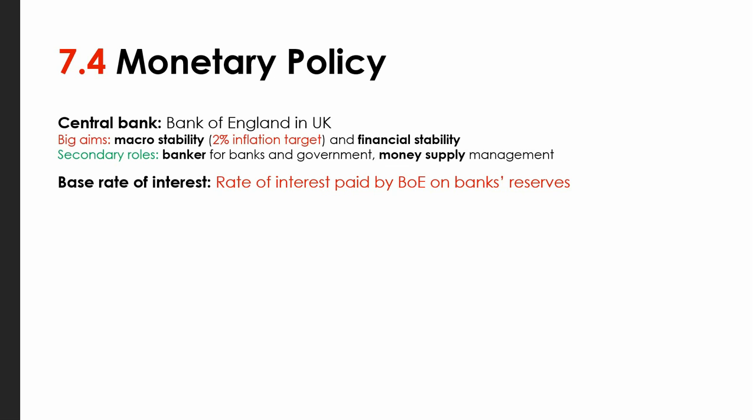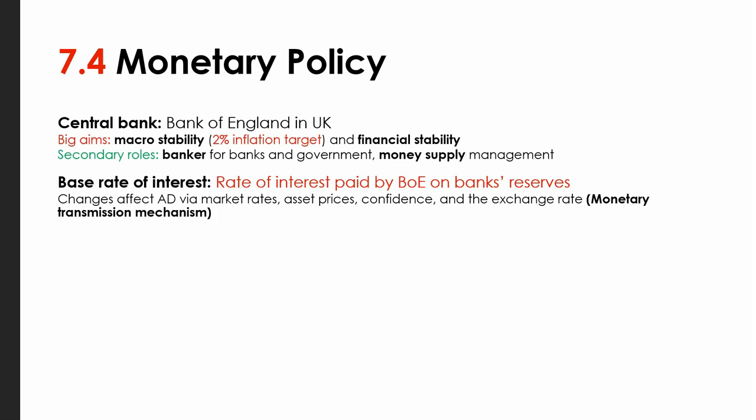We need to understand how a change in the base rate affects the whole macroeconomy. And that is through the monetary transmission mechanism. A change in the base rate will affect aggregate demand, firstly because it will affect other market rates, because it changes the amount that commercial banks receive and therefore pay. It'll therefore affect asset prices, because if savings in a bank becomes more profitable, people will tend to sell other assets and save more, and vice versa, and that affects the price of assets, and therefore we get the wealth effect kicking in. If asset prices go up, the wealth effect means consumers will spend more.